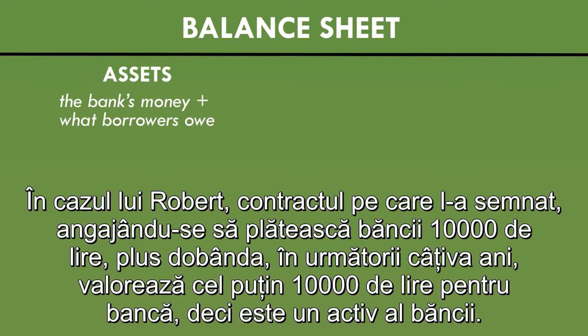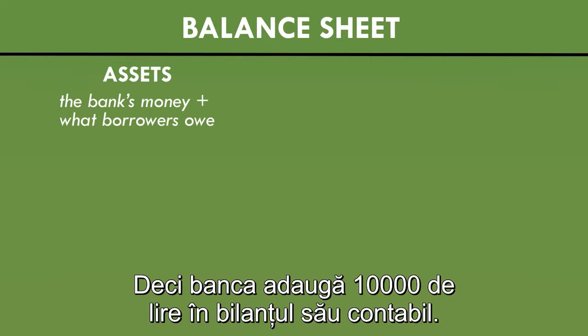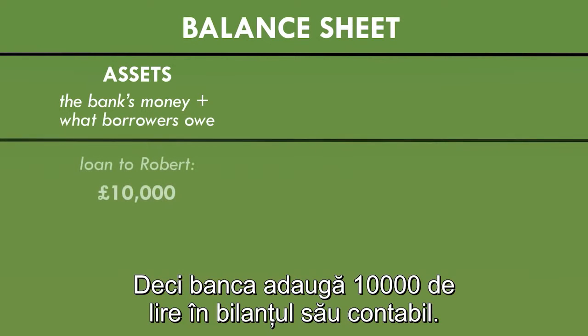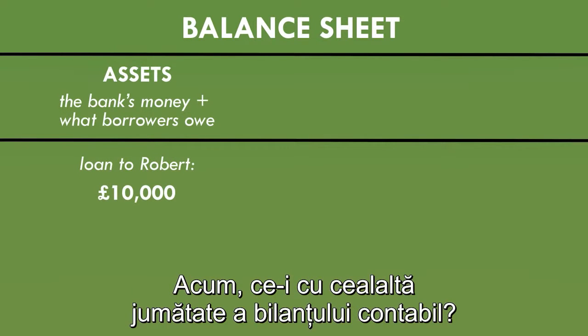In the case of Robert, the contract that he signs promising to pay the bank £10,000 plus interest over the next few years is worth at least £10,000 to the bank, and therefore it is an asset to the bank. So the bank puts an extra £10,000 on its balance sheet like this. Now, what about the other half of the balance sheet?